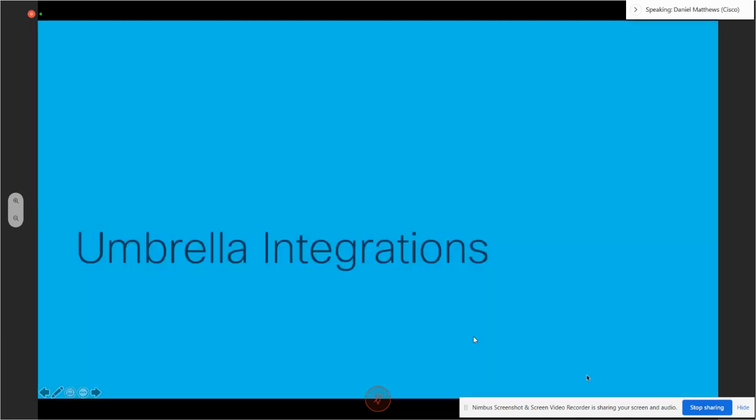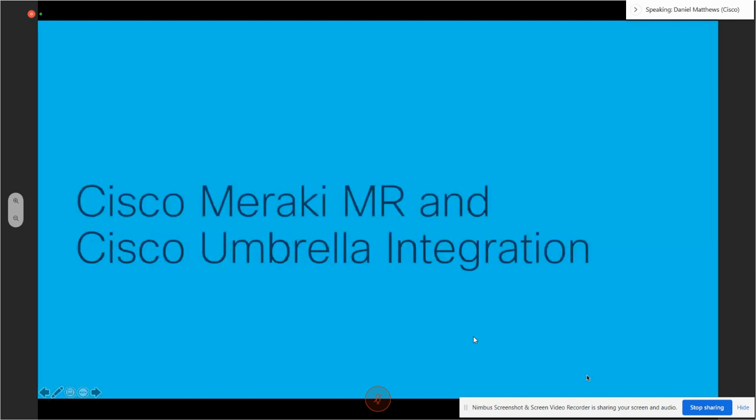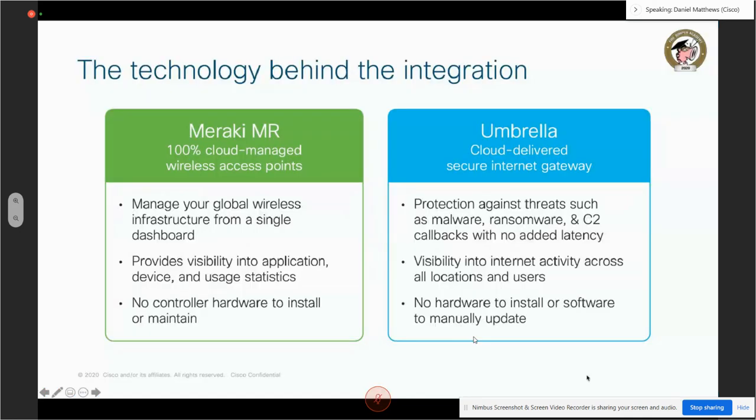We'll move on into the Umbrella integrations. We've got a number of integrations in the environment, and I think some of those have already been touched on a little bit. I know when Chris was talking through some of the deployment scenarios, you saw a little bit of that. One of the first ones to highlight as it relates to the Cisco portfolio is the Meraki integration. We'll start out talking about the MR.